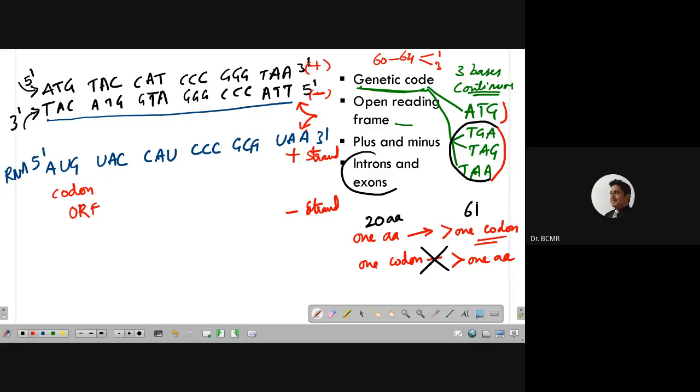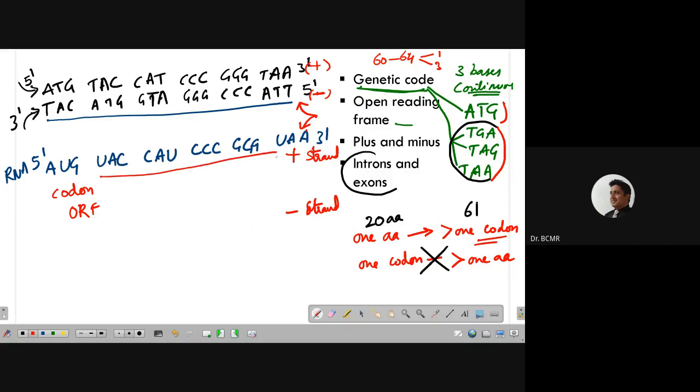When we are talking about ORF and gene expression and so on, sometimes we will use the terminology plus strand and minus strand. All I want you to remember is that the plus strand is the one that is the sequence of mRNA.